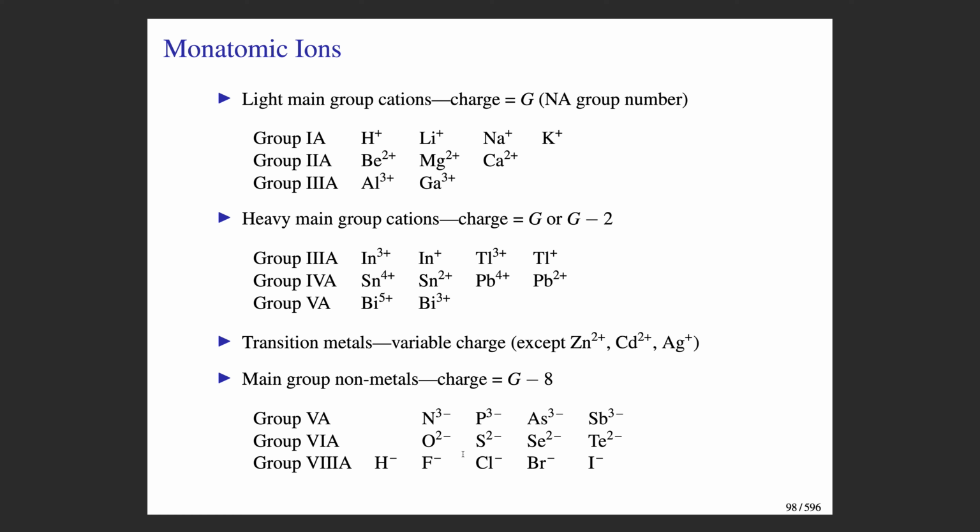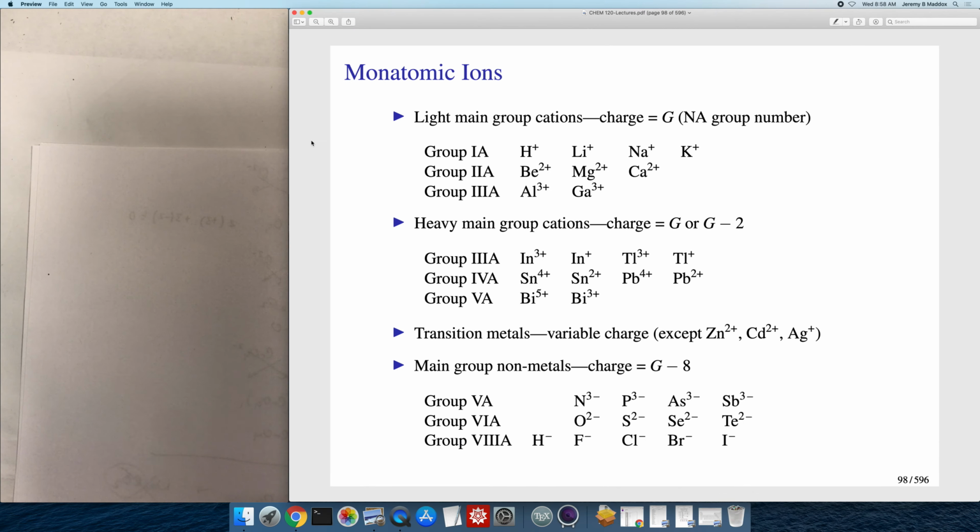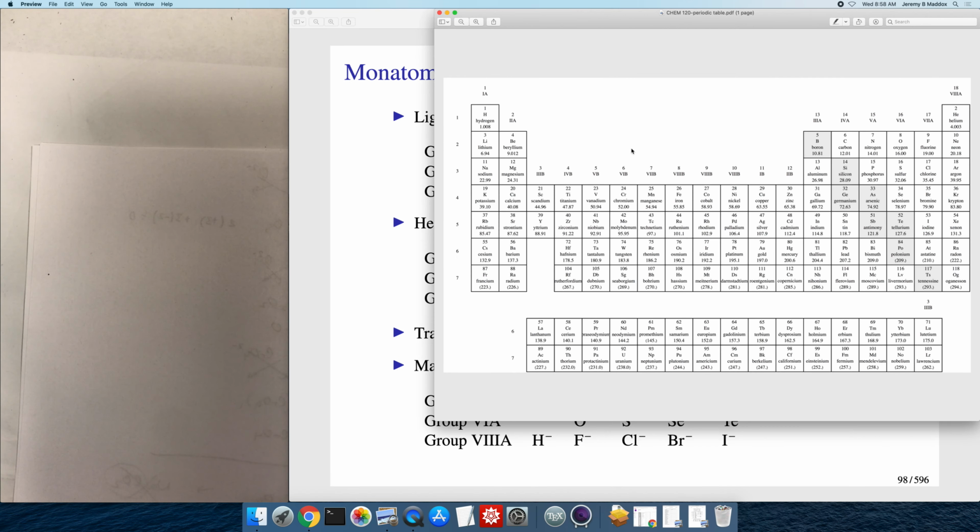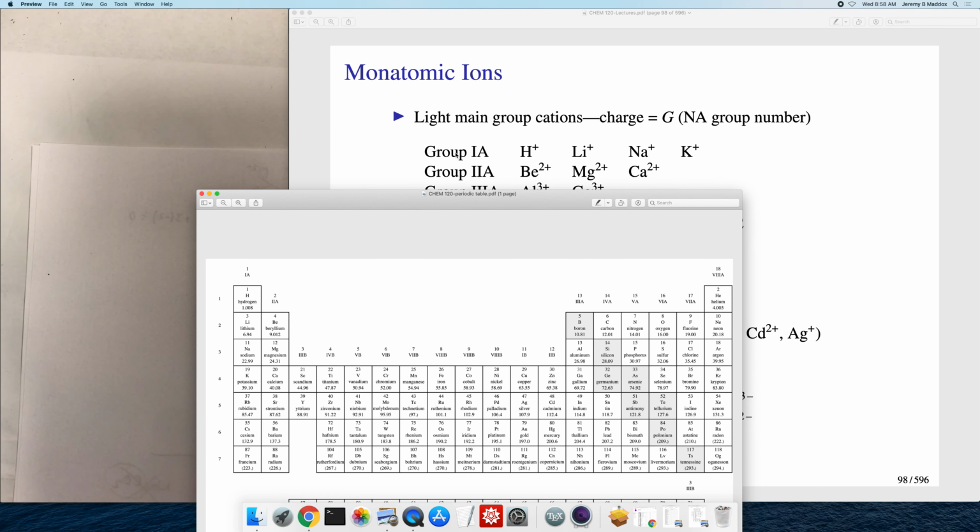And so what I've listed here are the ions for the main group. So we've got group 1 cations. I'm going to go ahead and pull up my periodic table just to point out that the atoms in group 1, that is along this column of the periodic table, form +1 cations only. So when lithium forms an ion, it forms the lithium plus ion. Sodium, the sodium plus ion. Potassium, potassium plus, and so on.